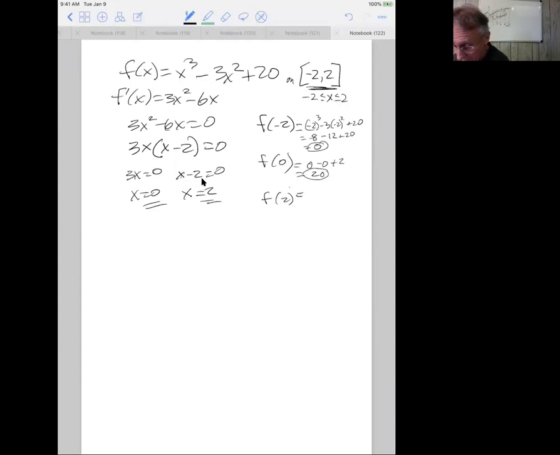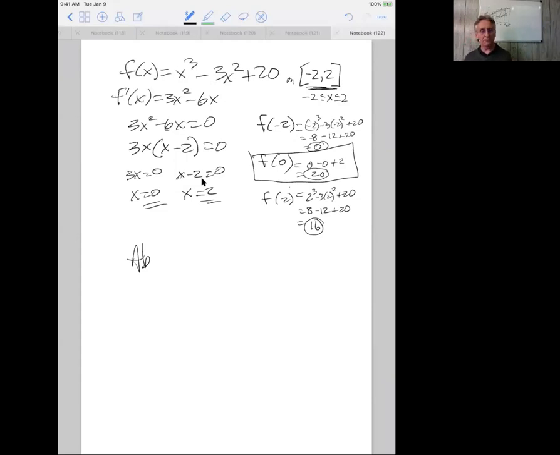And we're looking for the minimum value and the maximum value of these values I'm circling. Plug in 2, we get 2 cubed minus 3 times 2 squared plus 20, which is 8 minus 12 plus 20, which gives us minus 4 plus 20 is 16. The maximum value that we attain is 20 at x equals 0. Absolute max, because this is a closed interval. You've got a starting point and an end point.